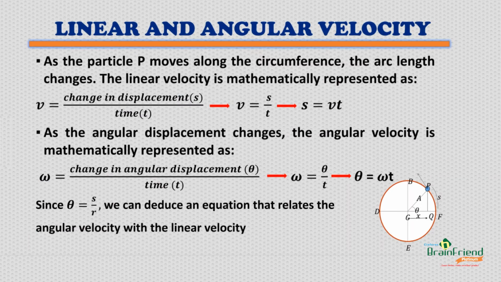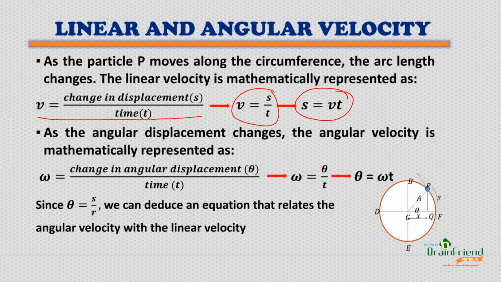Now, as particle P moves along the circumference, the arc length S changes, giving us linear velocity, which is represented as change in displacement x over time, which can also be written as V equal to S over t. If we make S the subject of the formula, we have S is equal to V times t. More so, as the particle P moves along the circumference, the angular displacement theta also changes.